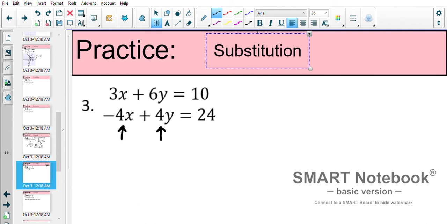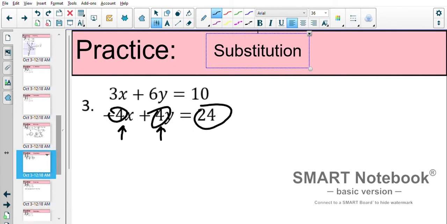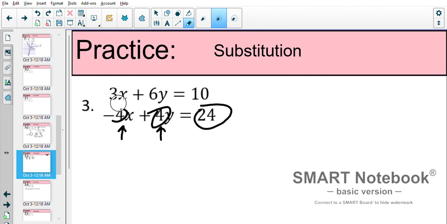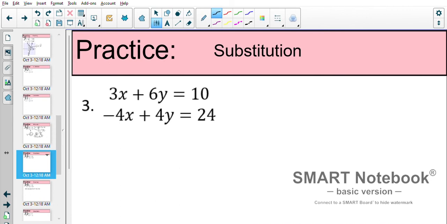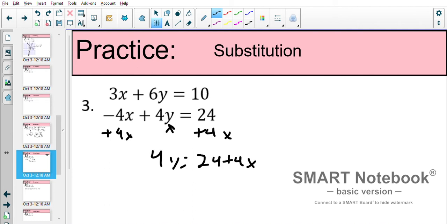If we were going to use substitution on this one, I would have solved for either of these because the 4's work nicely with the 24 and both of the 4's here. So I'm not going to do the substitution all the way, but just to show you how you would get it set up if you chose to use substitution on this one. Let's go ahead and solve for this y right there. So I'm going to do that by adding 4x, and we have 4y now equals 24 plus 4x. Divide both of these by 4, and we end up with y equals 6 plus x.